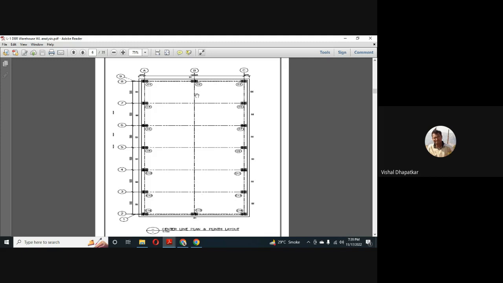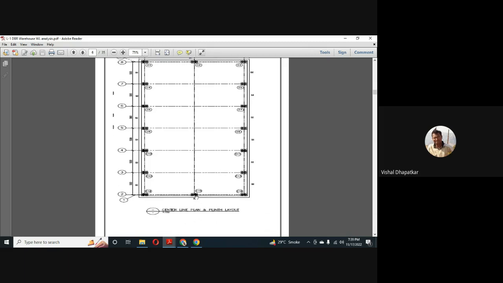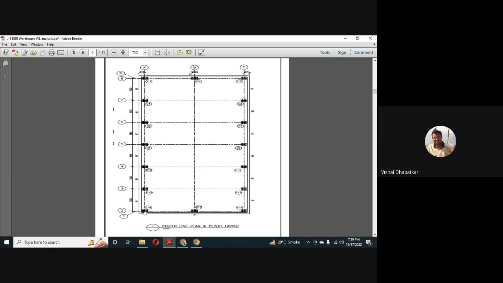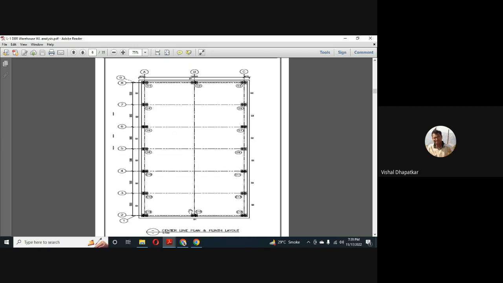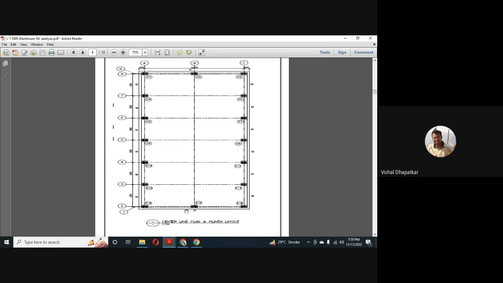We have columns on both the ends. These columns help us to run the cladding runner, or to shorten the span of the cladding runner on both the faces, so that we can span the cladding runner between these two columns to support the sheeting.